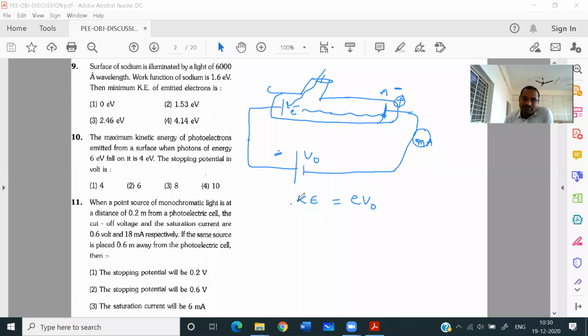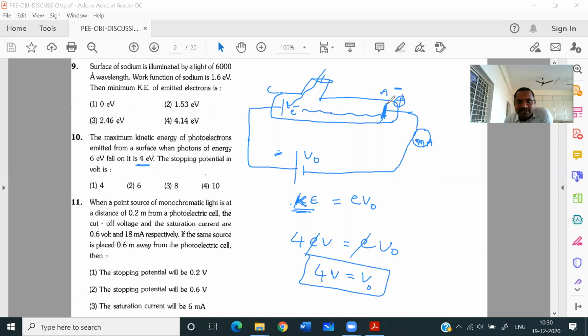So the maximum kinetic energy of photoelectrons can be given as eV naught. The maximum kinetic energy given is 4 electron volt. So 4 electron volt is equal to eV naught. Then the electron charge cancels. What is the V naught value? 4 volts. That means the stopping potential required here to stop the photoelectrons is 4 volt. Yes, option 1 is the right answer.